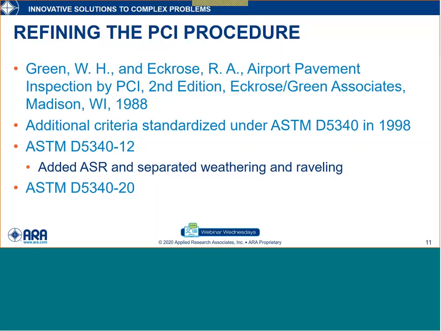The PCI procedure was brought under an ASTM standard, D5340, in 1998, and when that happened, the ASTM officially incorporated a lot of those ECRO-Screen criteria, as well as some criteria developed by other consultants. Now that ASTM gets periodically updated. An important one to be aware of is the 2012 update, where they added a new distress type, ASR, or alkali silica reaction, to concrete pavements, and they separate out weathering and raveling as two separate distress types for asphalt. Previously, that was a single distress. The most current version of that, ASTM 20, was just released last month in October.